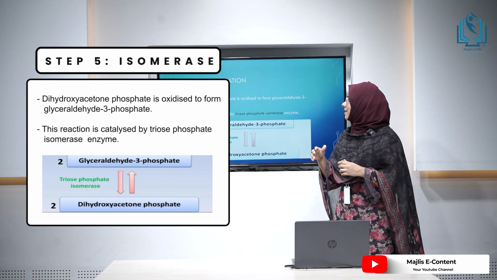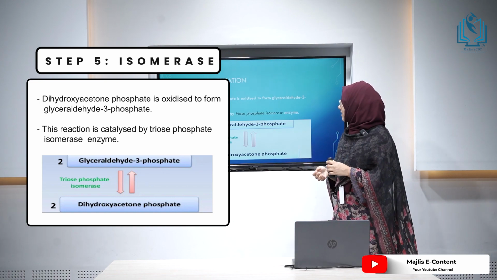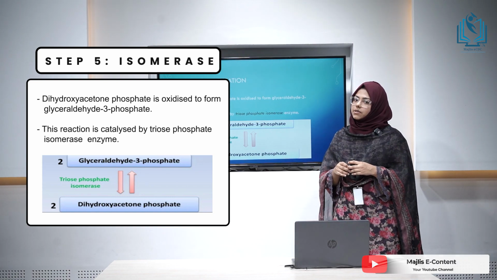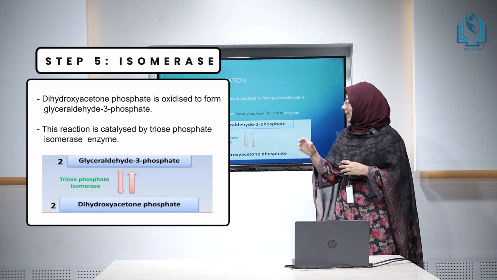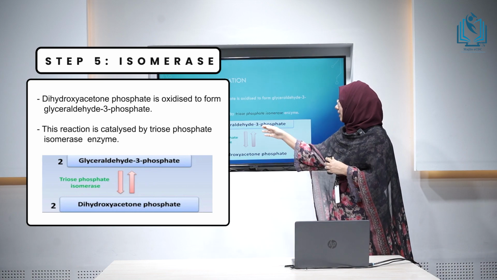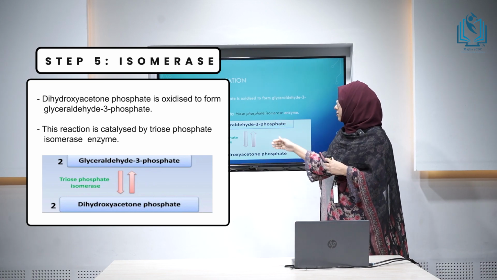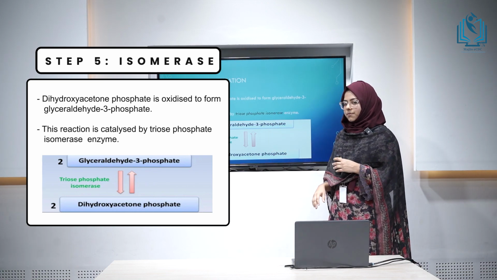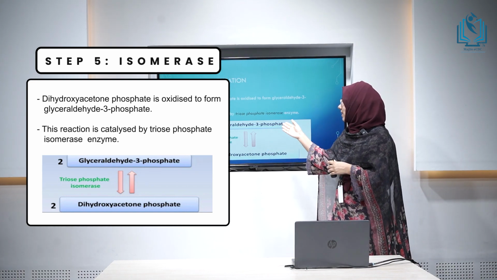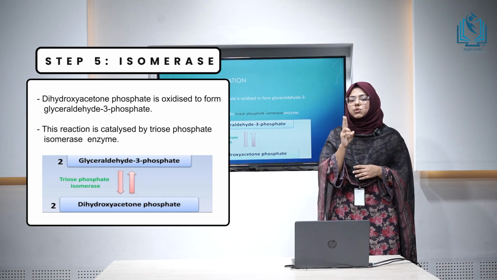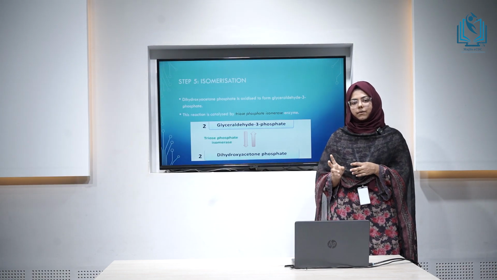Dihydroxyacetone phosphate is isomerized to form glyceraldehyde 3-phosphate using the enzyme triose phosphate isomerase, and here is the change: dihydroxyacetone phosphate is changed into glyceraldehyde 3-phosphate. Here we get two glyceraldehyde 3-phosphate molecules.